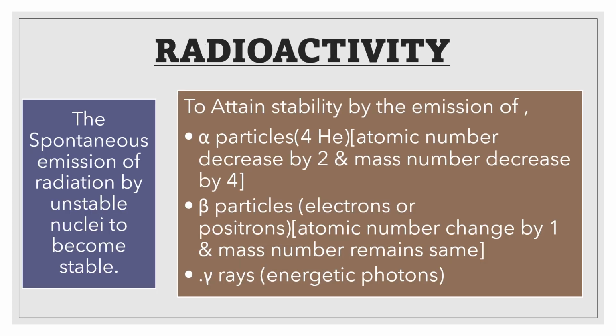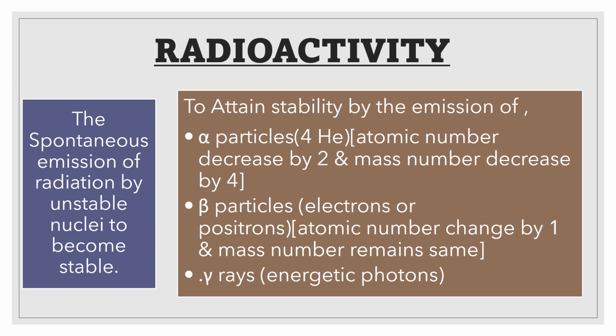Now we'll move on to radioactivity. It is the spontaneous emission of radiation by unstable nuclei to become stable, or the emission of ionizing radiation or particles caused by the spontaneous disintegration of atomic nuclei. Nuclei attain stability by the emission of alpha particles, beta particles, and gamma rays.